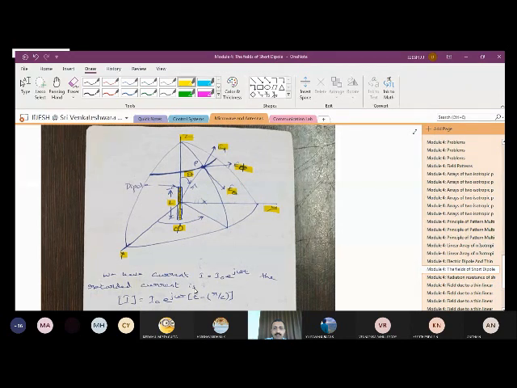You're able to see the figure, right? Yes, sir. Okay.